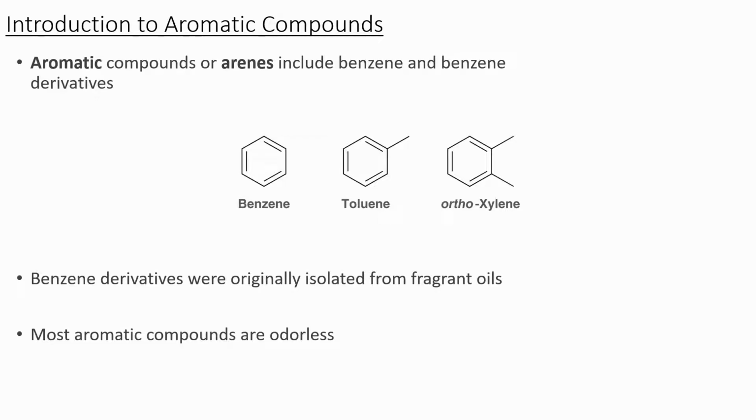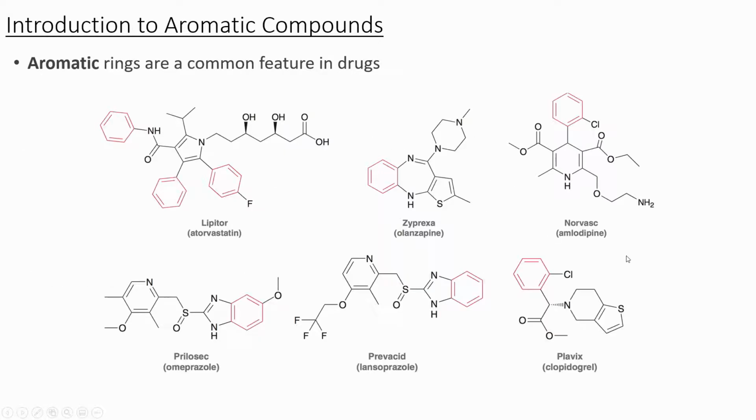But there's also additional compounds that we'll consider aromatic compounds, and we'll go into those in a little more depth. The name aromatic also relates to some of the derivatives that were originally isolated from fragrant oils, but there are also many aromatic compounds that are odorless. So there is some correlation to the smell or the aroma, but the actual class of compounds includes many, many more compounds than those that just have these odors.